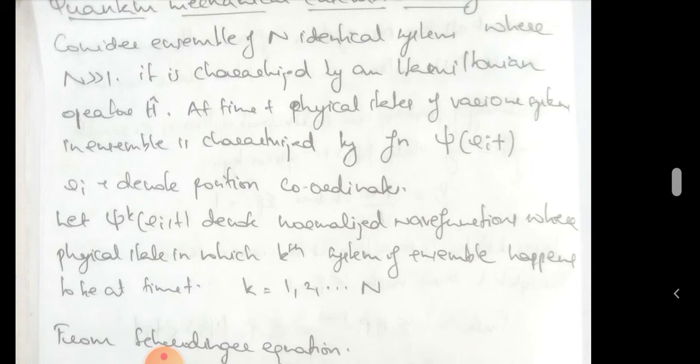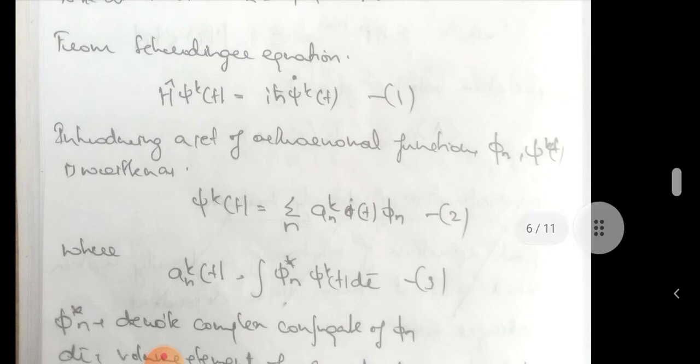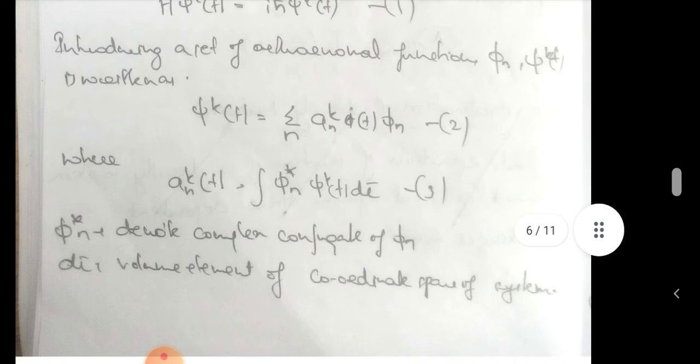Now the time variation of the function psi_k of t will be determined by the Schrodinger equation. So from the Schrodinger equation we get H cap psi_k of t is equal to i h cross psi dot_k of t. And now introducing a set of orthonormal functions phi_n, we can write the wave function psi_k of t as psi_k of t is equal to sigma_n a_kn of t phi_n, where a_kn is the coefficient. So a_kn, that coefficient, is equal to the integral phi_n star psi_k of t d tau, where phi_n star is the complex conjugate of phi_n, and d tau represents the volume element of the coordinate space of the system.